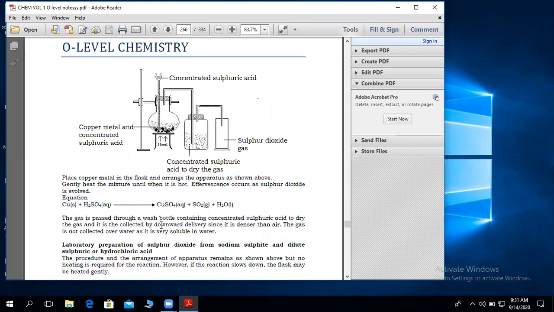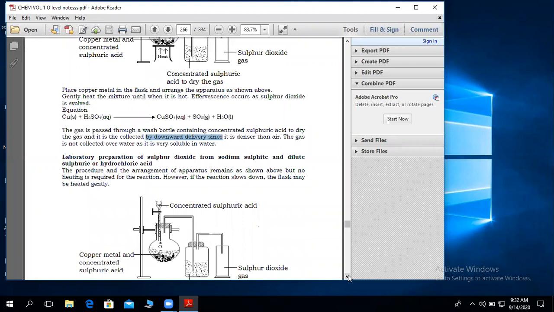The gas is passed through a wash bottle containing concentrated sulfuric acid to dry the gas. That one is common knowledge to you, and it is collected by downward delivery. So, the way of preparation of gases does not change. You only need to know the raw materials, the substances from which the gas is prepared, the drying agent, the equation, and the method of collection. Then you can prepare any gas on Earth.